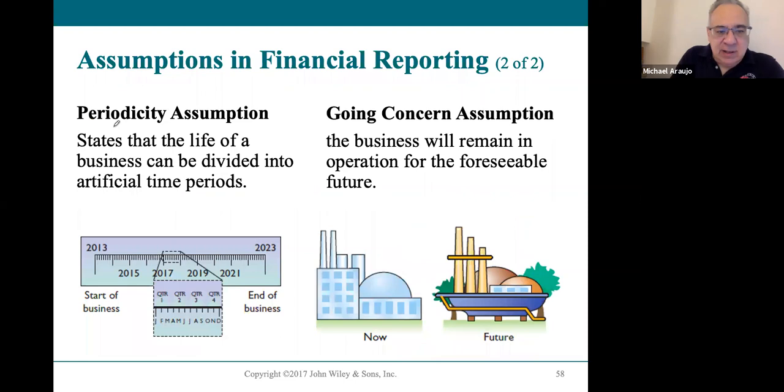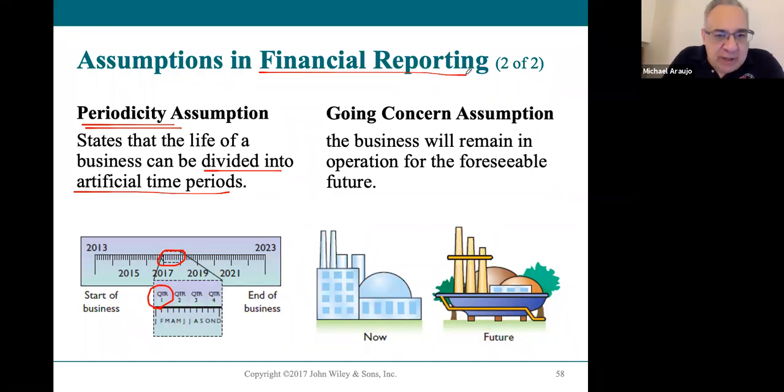A couple of other ones here. This one you've already seen. You might not be able to pronounce it. The periodicity assumption is very, very important because we also assume that businesses divide their income statements and their retained earnings statements into artificial periods of time. And as you see here, what's listed are quarters and the year, for the full year. And so basically speaking, we're assuming that when we do financial reports, particularly the income statement and the retained earnings statement, they're going to cover that same period of time.